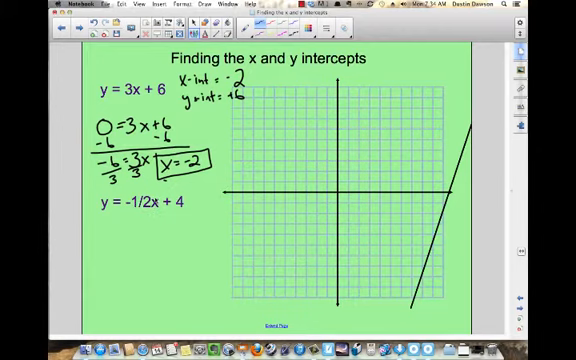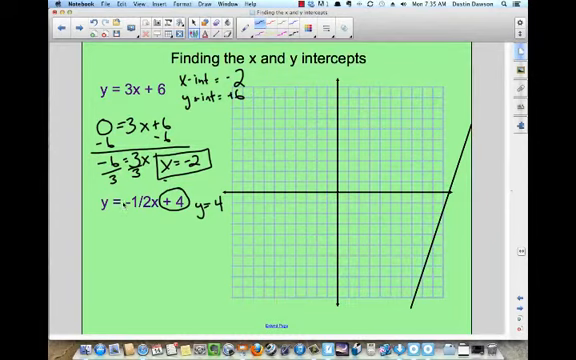Okay, let's see how you did. I'm going to go ahead and start with the y-intercept because it's easy. This is in slope-intercept form, so I know this is my y-intercept right there. So I know my y-intercept will equal 4. Okay, that's great. Now what about the x-intercept?